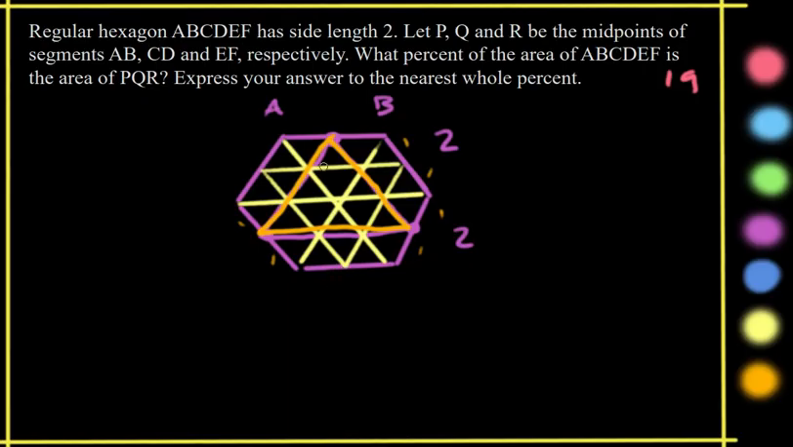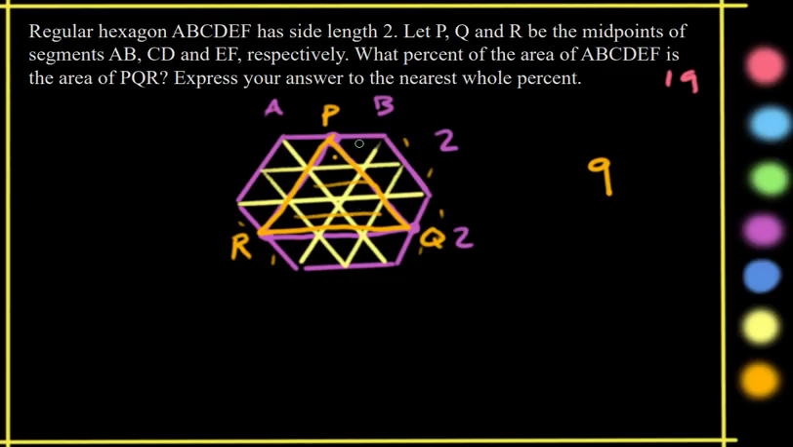So inside this PQR, this is P, Q, and R. Inside that triangle, we've got a row of 1, a row of 3, and a row of 5. 1 plus 3 plus 5 is 9, so we've got 9 little triangles inside that big triangle there.